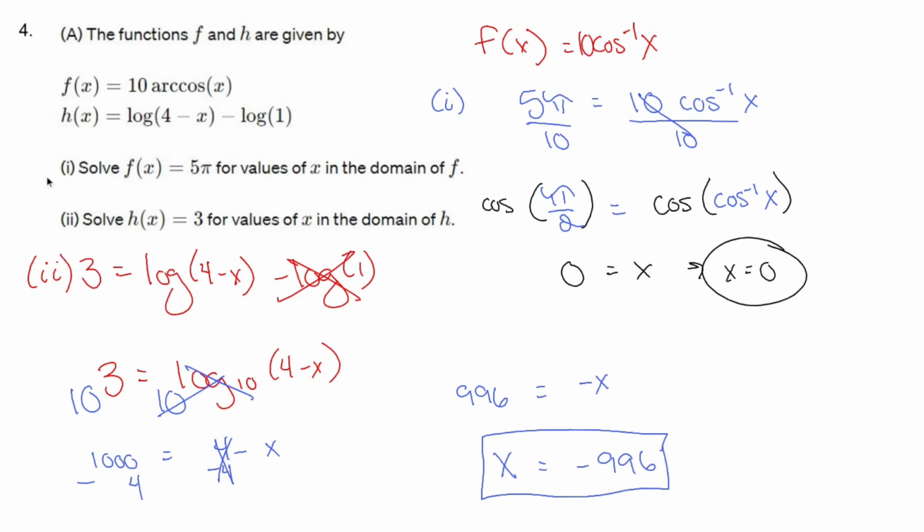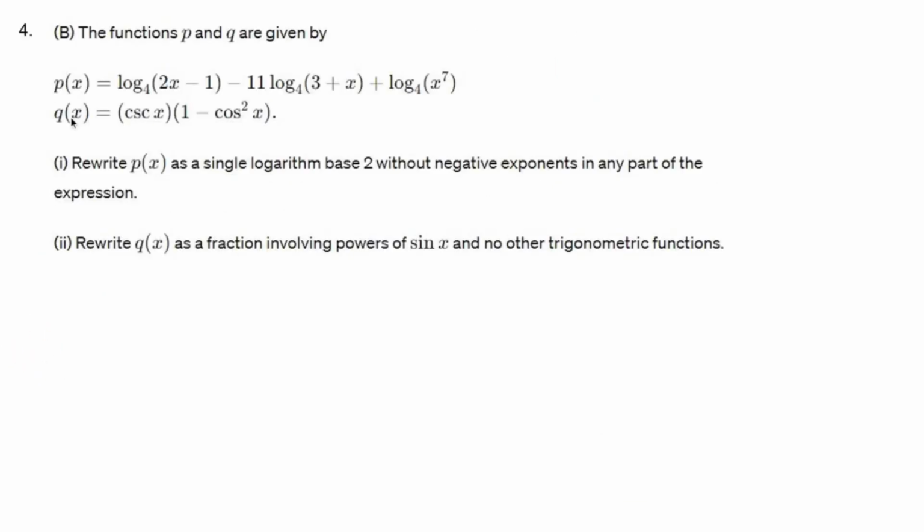Okay, part A is done. Now, rewrite p of x as a single logarithm base 2 without negative exponents in any part of the expression. All right, well, kind of what you saw in the directions here, all the logs have the same exact base. If you add logs of the same base, you multiply the insides.